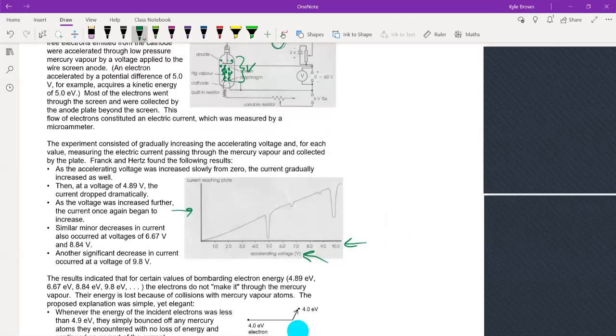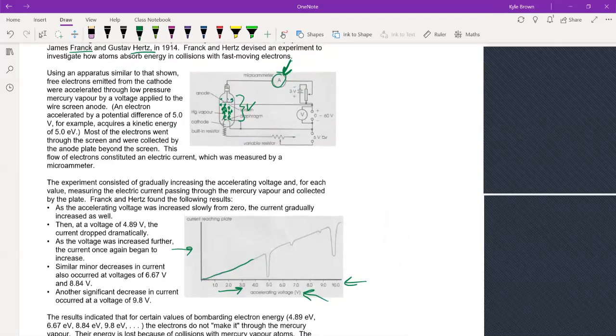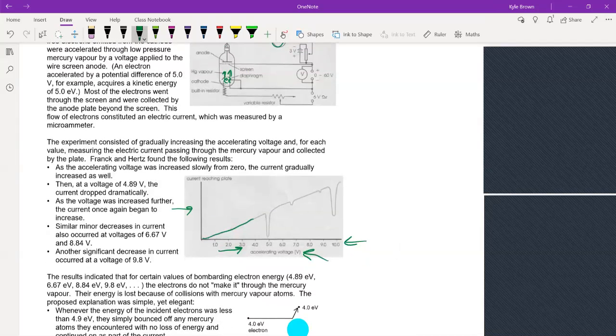So this is the weird thing that happened. You would expect that the more I turn the voltage up, the more electrons you're going to free from this cathode. So the more I turn the voltage up, the more current I should register, right? And that is what happened. It starts going up and up and up like you would expect.